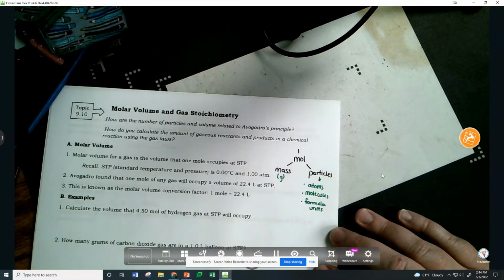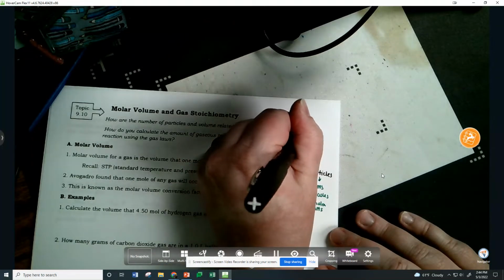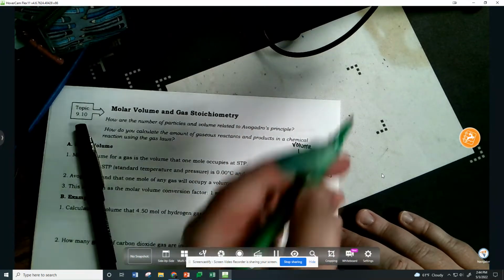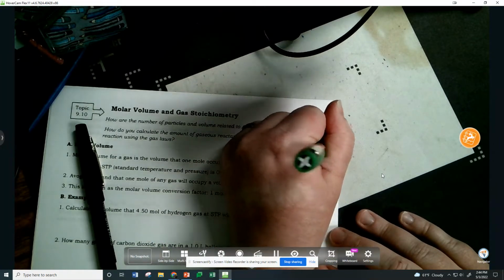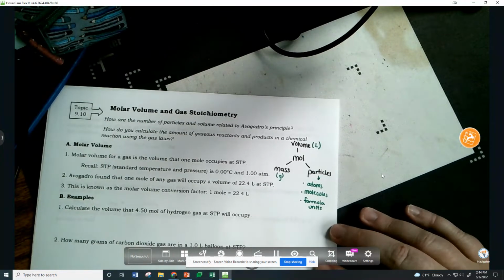So today we're going to add the third leg to this map, and that is volume. Volume is going to be related in the unit liters. And so we're just doing conversions. We've done conversions all year.